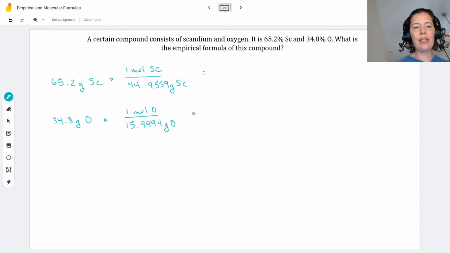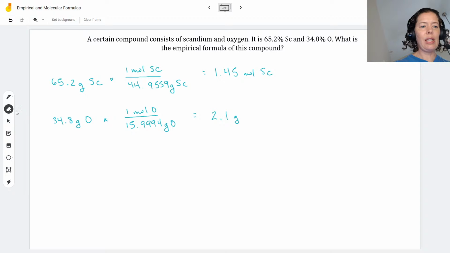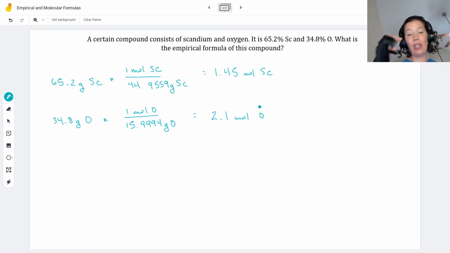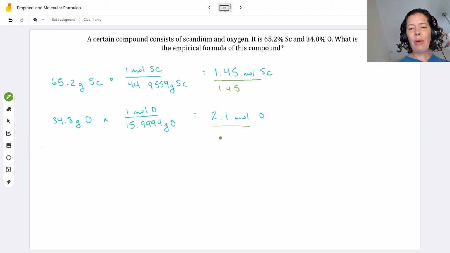Okay, let's do these calculations. So converting my grams of scandium into moles of scandium, I'm going to get 1.45 moles of scandium, and for oxygen I'm going to get 2.1 moles. Sorry, that is not grams, that is moles of oxygen. So again, now that I've converted into moles, I'm going to divide by my smallest number, which is my moles of scandium. So this goes 1.45 divided by 1.45.